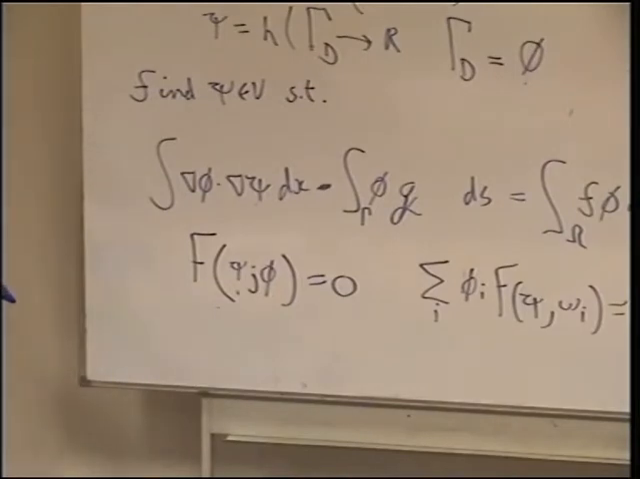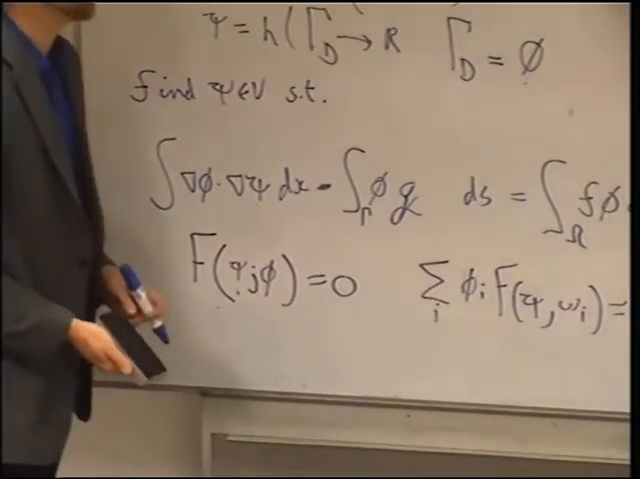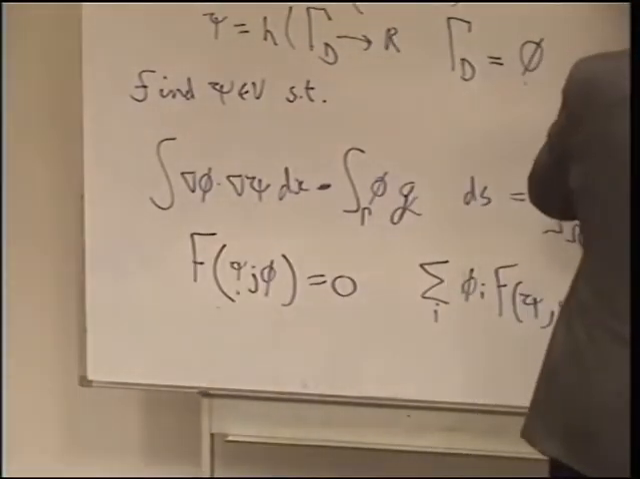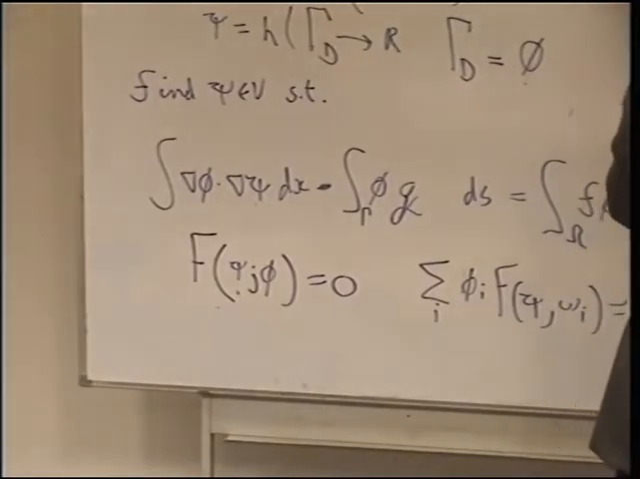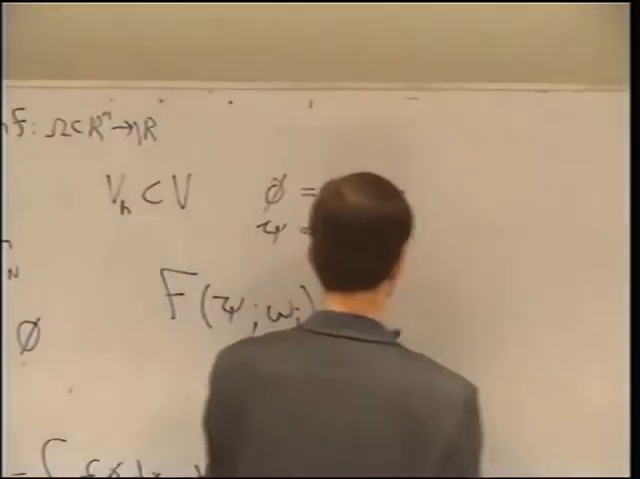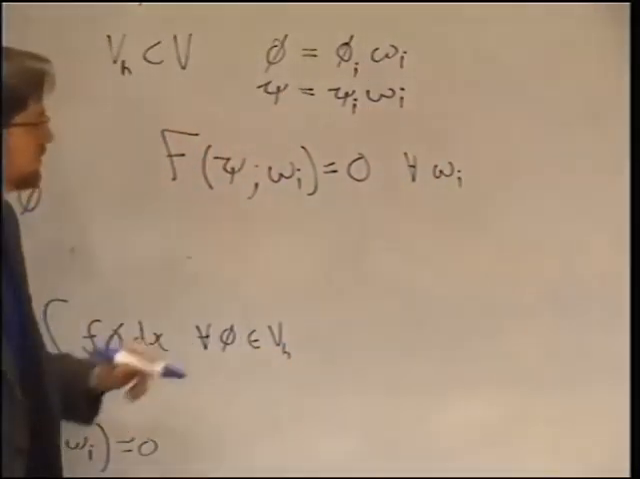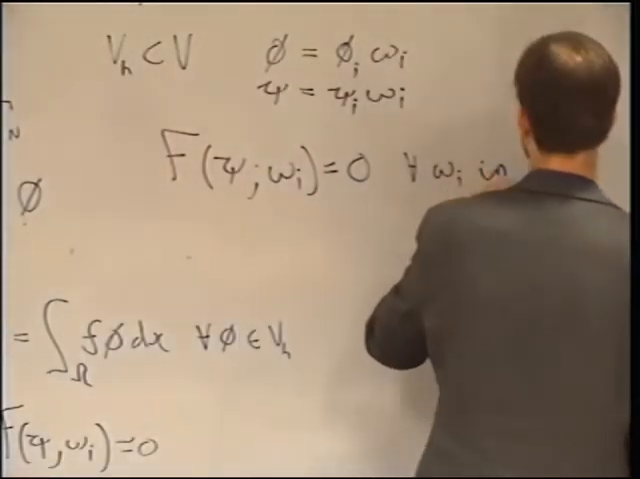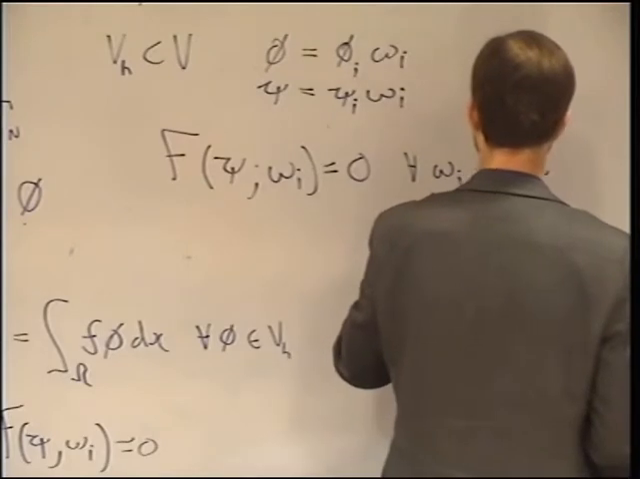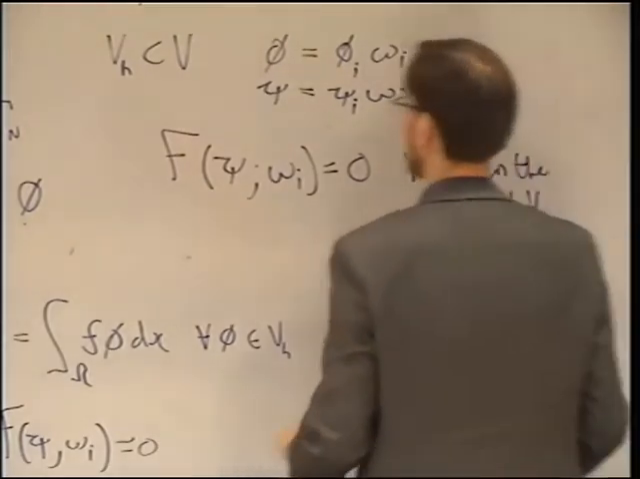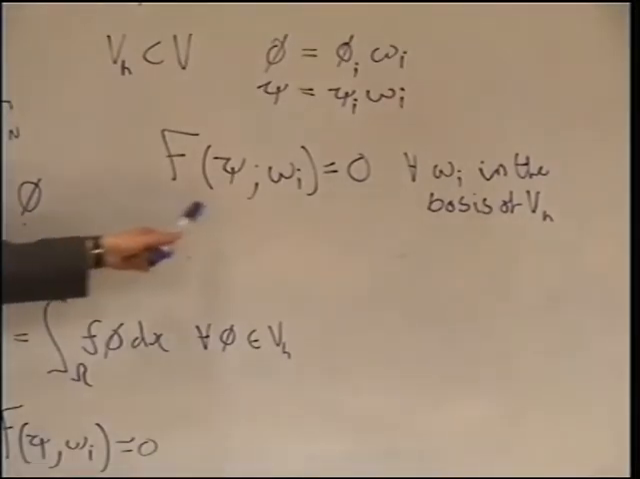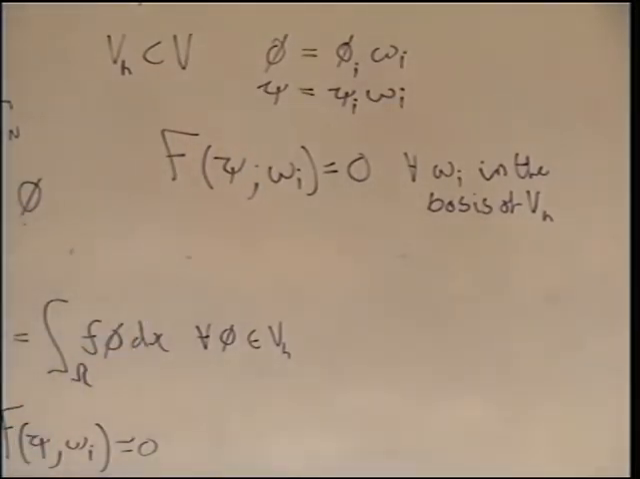So that means that what I've done is I've turned my system into f, right, for all wi in the basis of my discrete space, my system of equations. And in the case we're looking at the moment, we're linear.